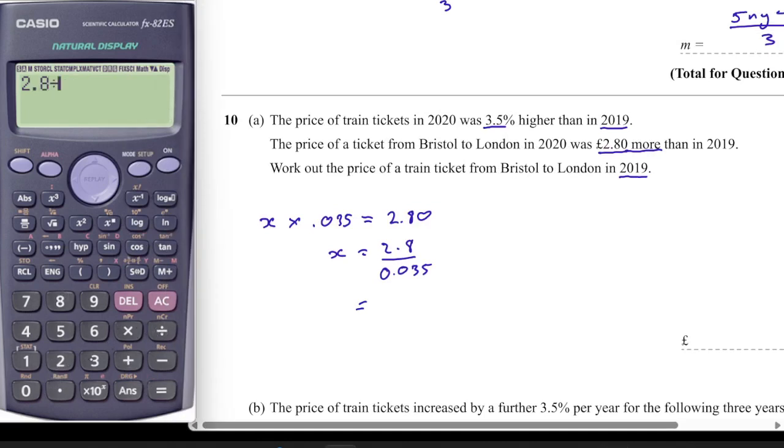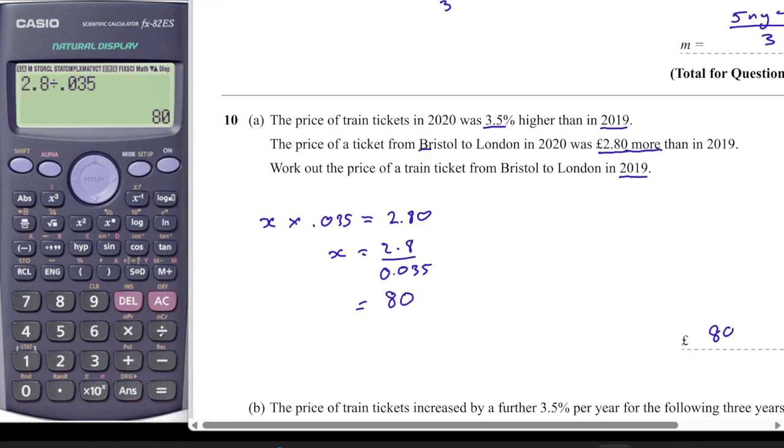So the original price would have been 2.8 divided by 0.035. So the original price for the train ticket was £80. Where's that? Bristol to London. That's quite a far journey, so that sounds reasonable.